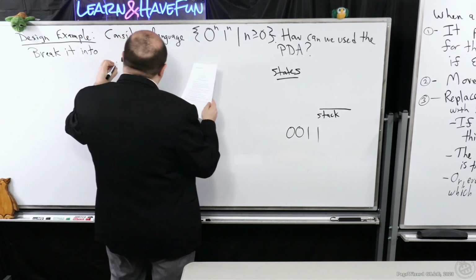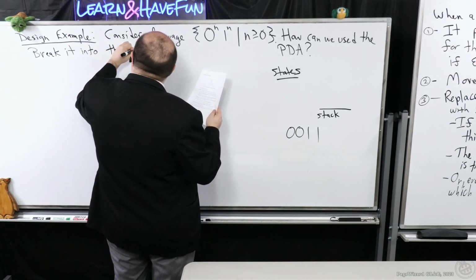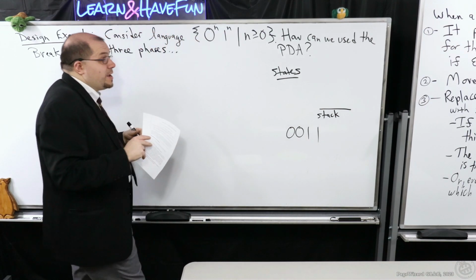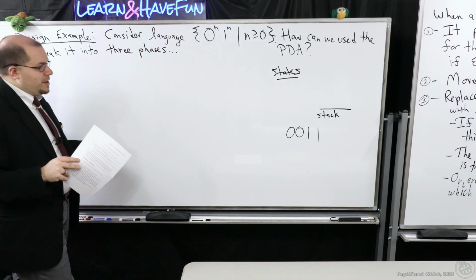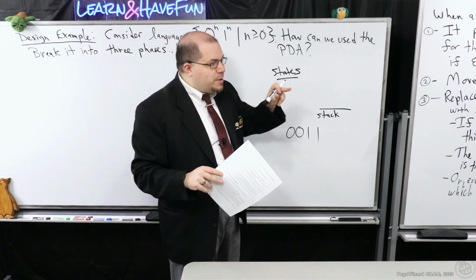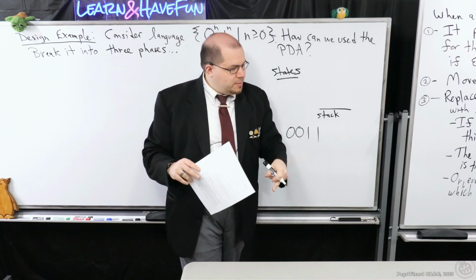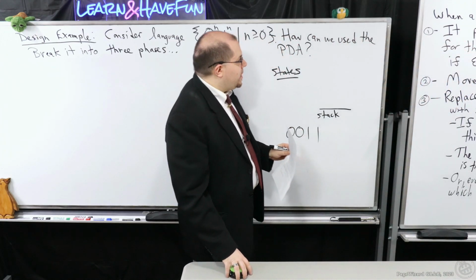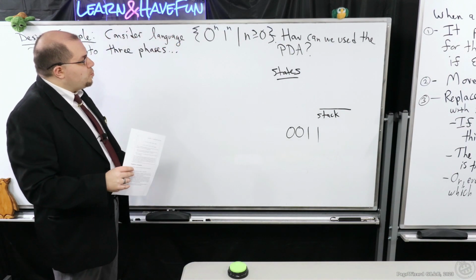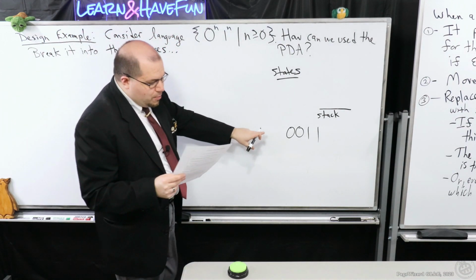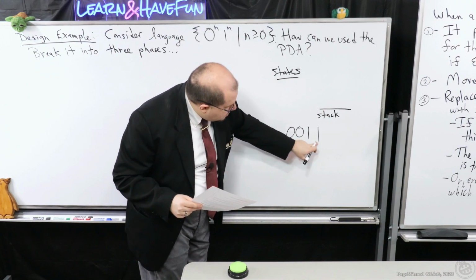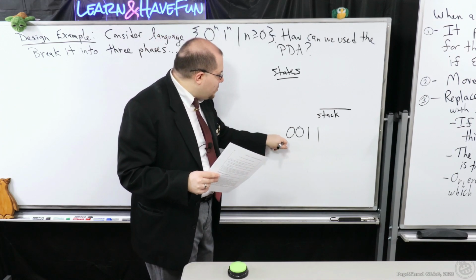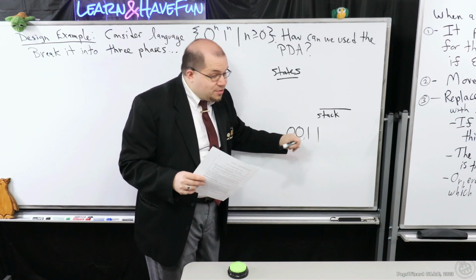Break it into 3 phases. So how we're going to process the input is going to be based on 3 phases. Do you notice that we have the ability to now push and pop off this stack, right? So what's one thing that you can notice right away about the form of any string that belongs to this language? Remember, it has equal numbers of zeros as it has ones.